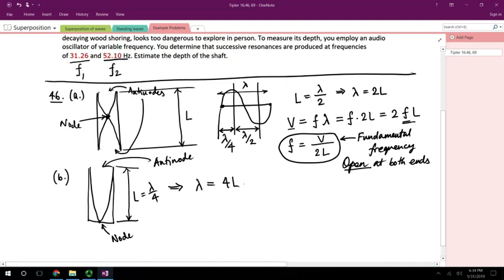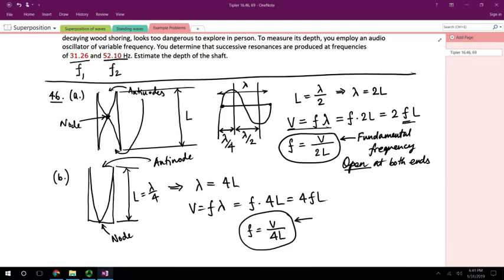So if lambda is equal to 4L, we can again use this relationship between V, F, and lambda. We get V equals F times lambda, which is equal to F times 4L, or 4FL, and then I can divide both sides of this equation by 4L, so that would give me F is equal to V over 4L. Great. So this is our answer for the fundamental frequency for a closed organ pipe.